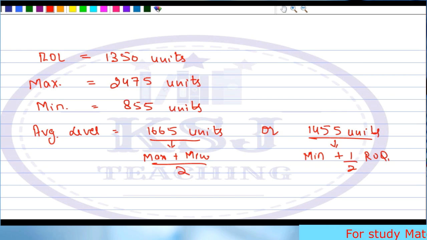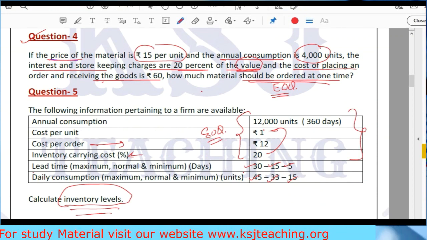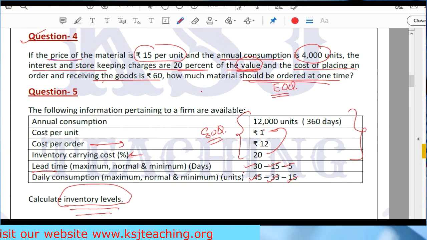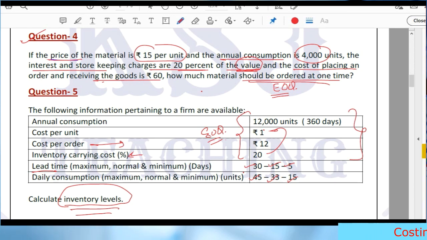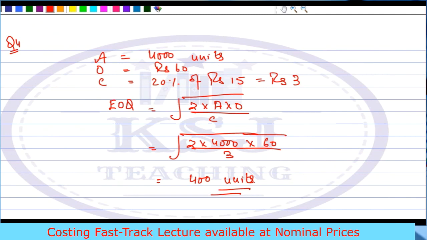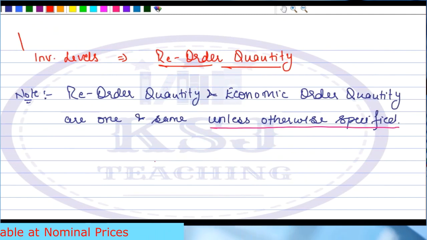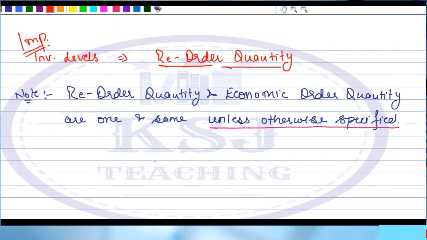Now you can do this much. I have given you the answers also. This is very simple now. Right? Because all the lead times, maximum, normal and minimum, are given. Daily consumption is given, right? Maximum consumption, normal consumption and minimum consumption, everything is given to you. What else do you require? Reorder quantity we have calculated. That's why I told you reorder quantity is equal to EOQ. This is another important thing that you have to remember, right? You can write it down in your notebooks. Clear? This much is clear.